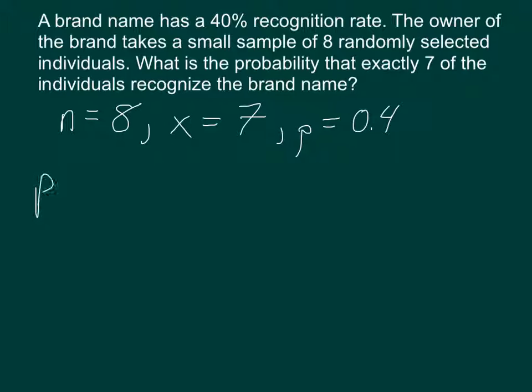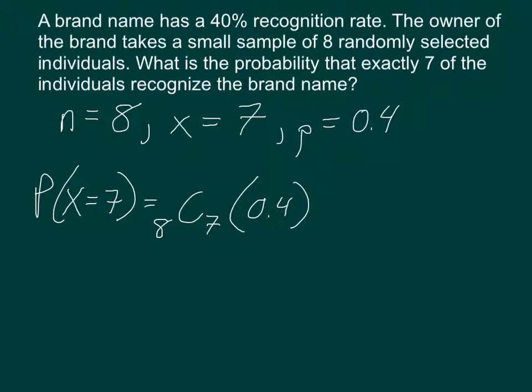All right, so the probability that exactly 7 customers recognize the brand name is 8 choose 7 of them to be successful, times the probability of success raised to the number of successes. We wanted 7 people to recognize the brand, times the probability of failure, or 1 minus 0.4 is 0.6, raised to the n minus x, or 8 minus 7, and that's really just 1. So I'm going to just make that 1 for simplicity's sake now.